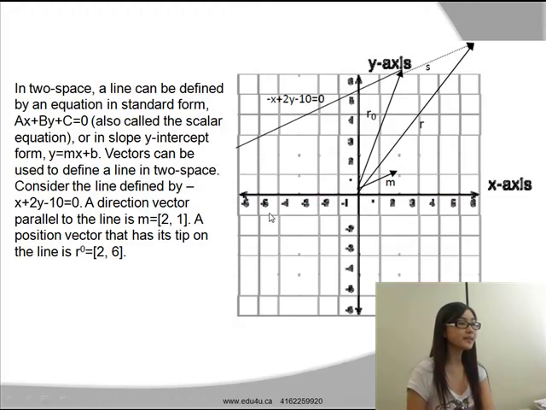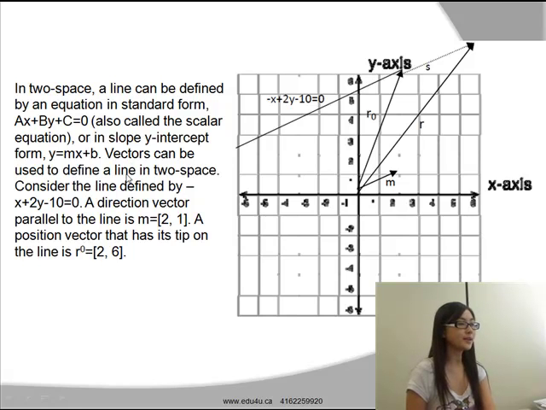In 2-space, a line can be defined by the equation in standard form ax plus by plus c is equal to 0, which is also called the scalar equation, or in the slope-y-intercept form, which we're all familiar with, that's y is equal to mx plus b, where b is the y-intercept and m is the slope of the line.